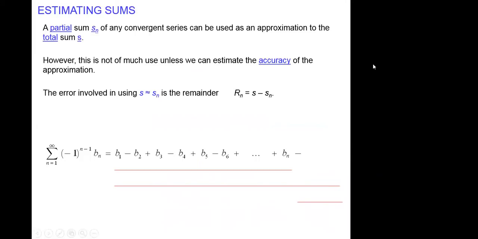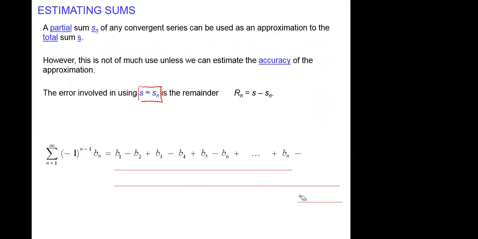Yes, we can see this. The partial sums, of course, are S sub 1, S sub 2, and so on, S sub n, of any convergent series, and can be used as an approximation of the total sum. However, we always have a little bit of error, and we have to know how good this approximation is. We will try to estimate the accuracy of this approximation by approximating the total sum with a partial sum.